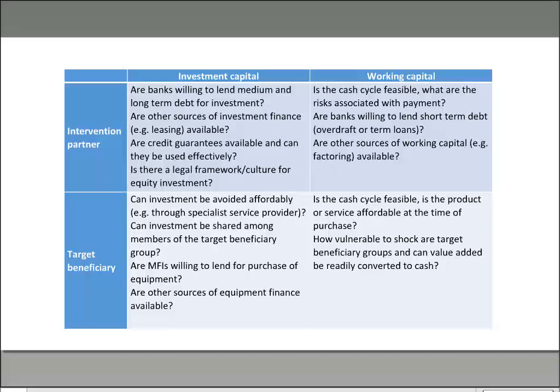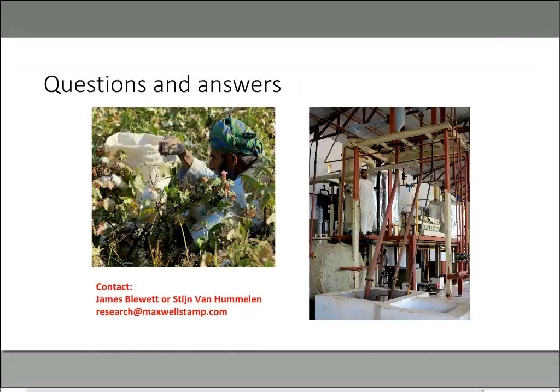So you can see here the kind of questions that we would ask relating to investment capital and working capital from the point of view of, let's say, the firm level intervention partner and from the point of view of the target beneficiary. And that's the fourth tool and where we're at the moment.